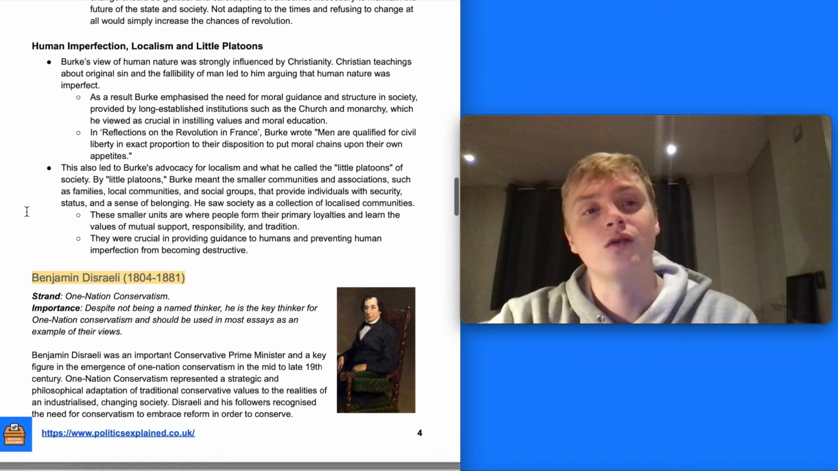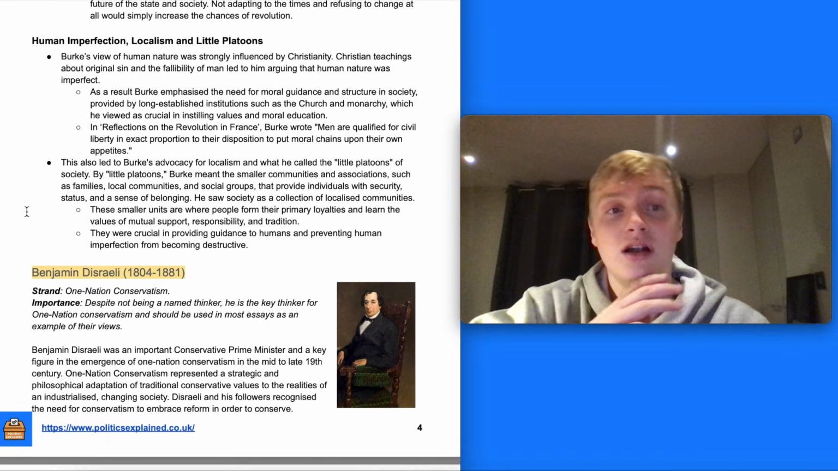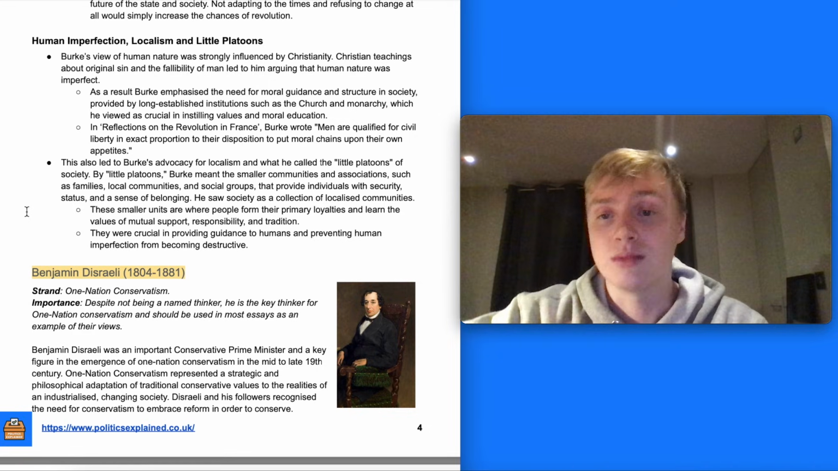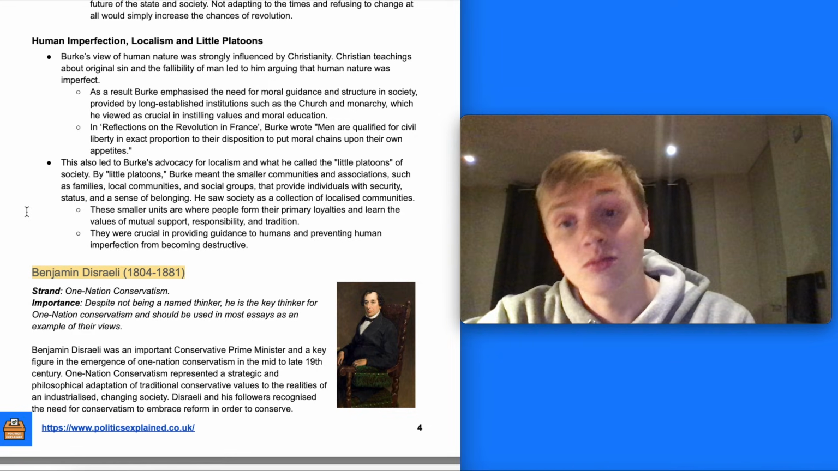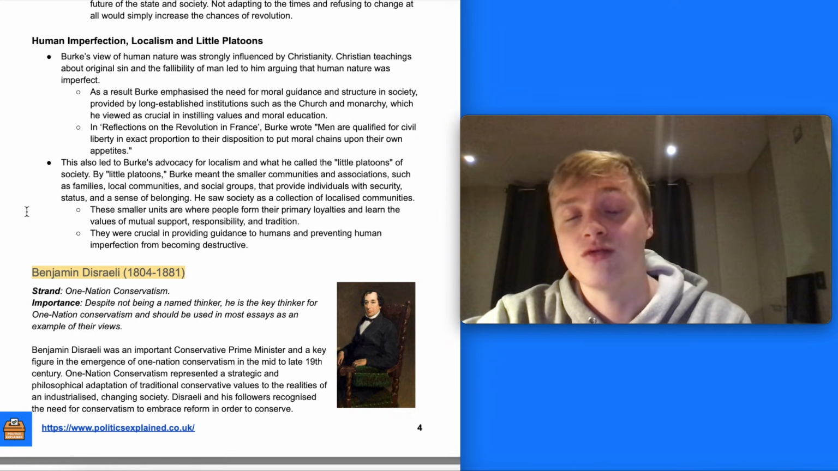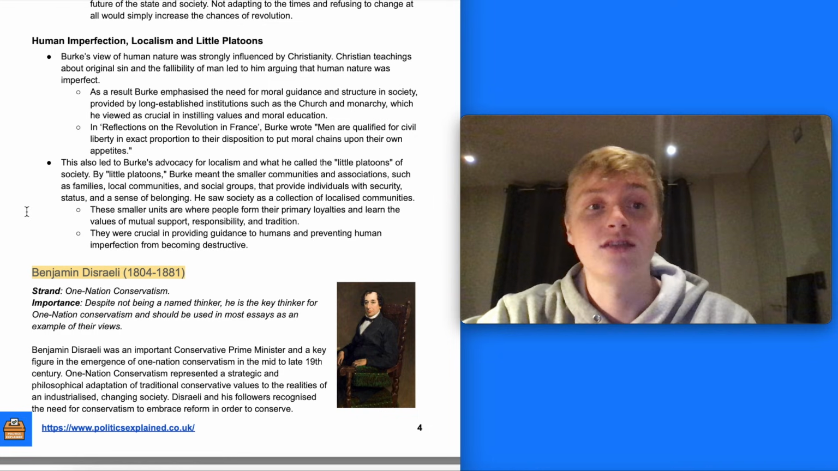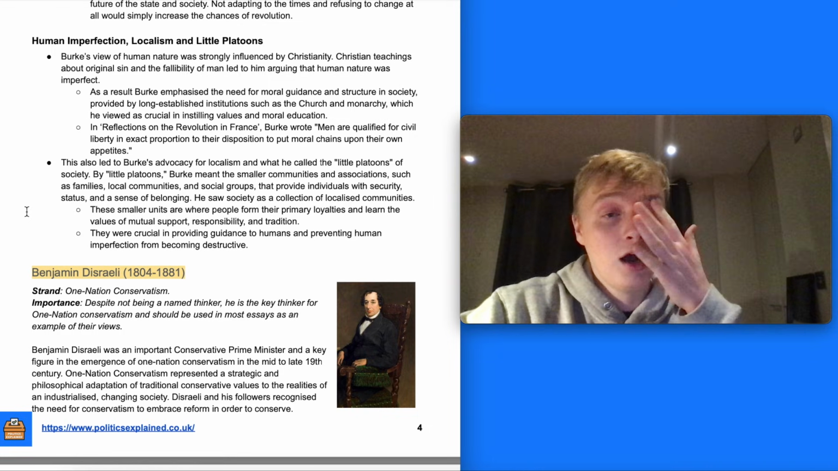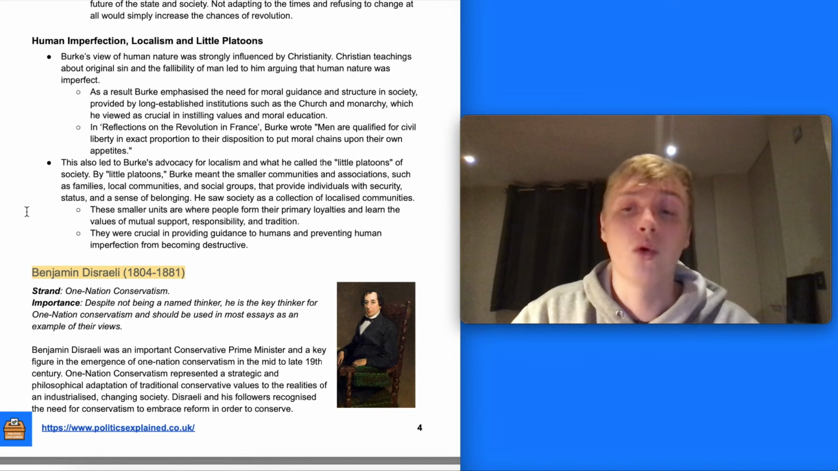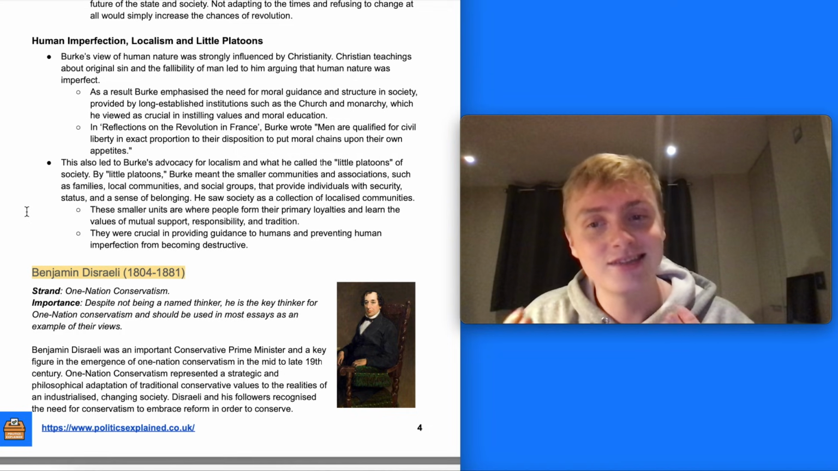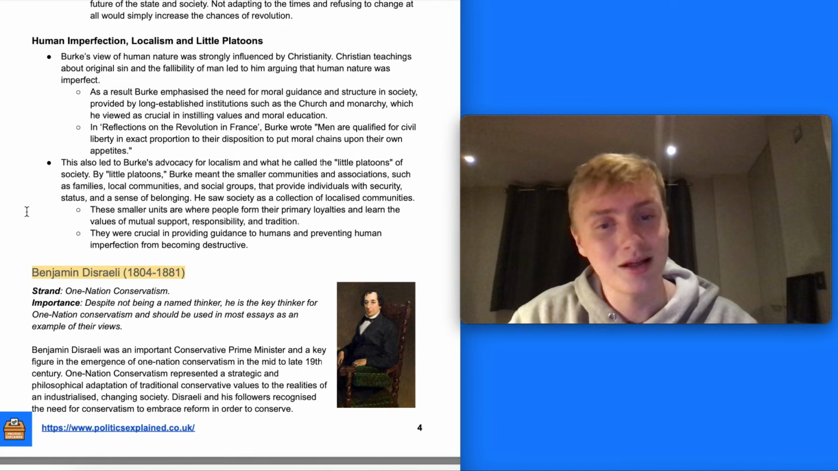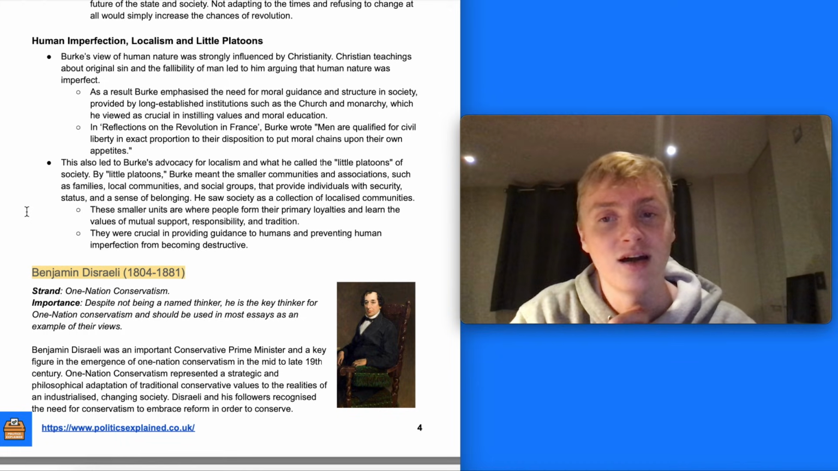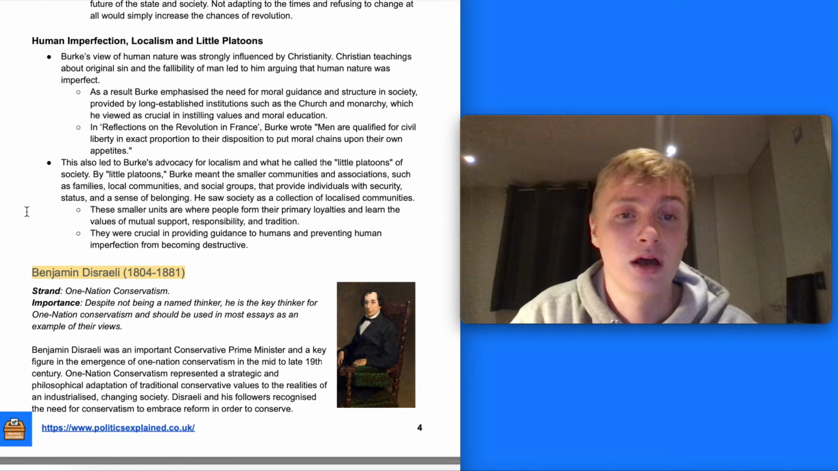And then a final one I've added, which we looked at in a lot more detail earlier, is the idea of human imperfection, localism, and little platoons. Burke saw humans as very much imperfect and was very influenced by Christianity in this view, the idea of original sin. But he really believed in the importance of guidance and traditions in society, and little platoons. He talked about smaller communities and groups in society guiding human nature in the right way.